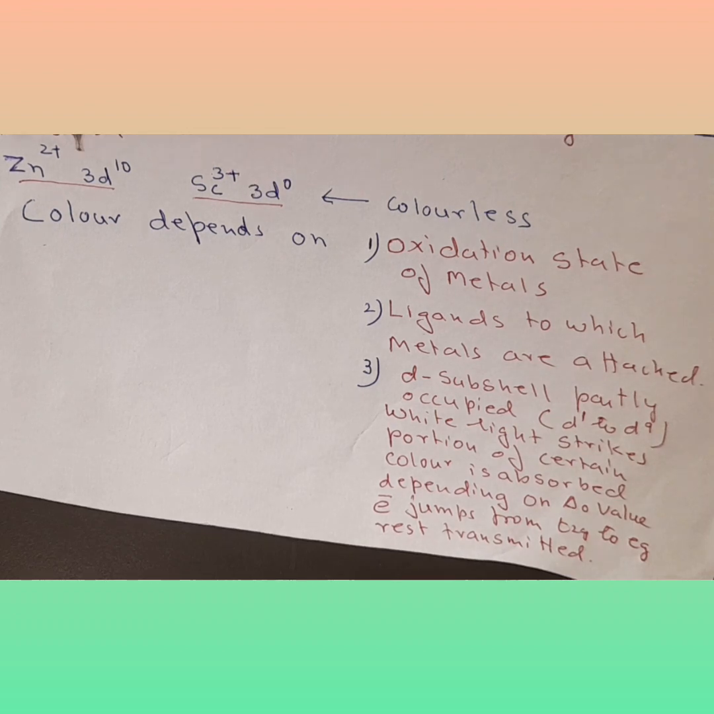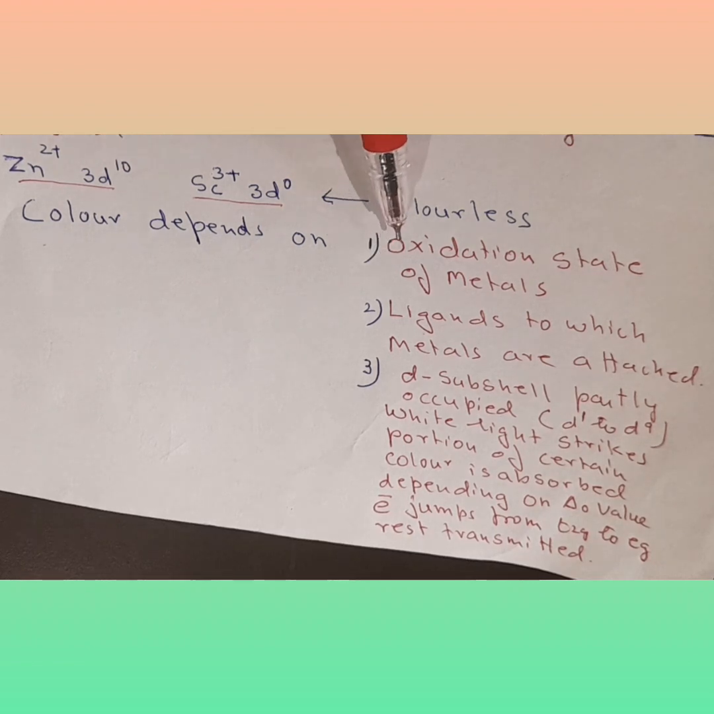Alright, so the first criterion that we understand for the metal complex to be colored is that the d subshell has to be partly filled. If it is not partly filled, then there won't be color. If it is fully filled or if it is empty, there won't be color observed for the complexes.